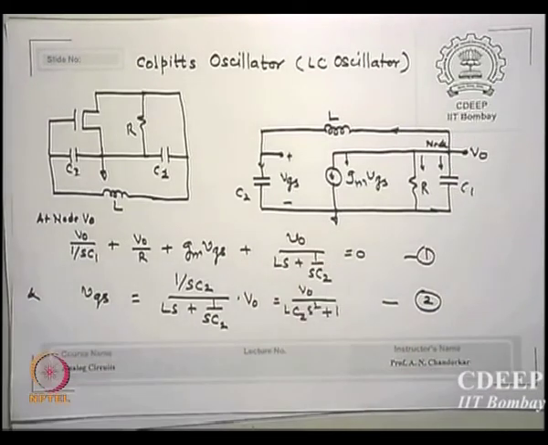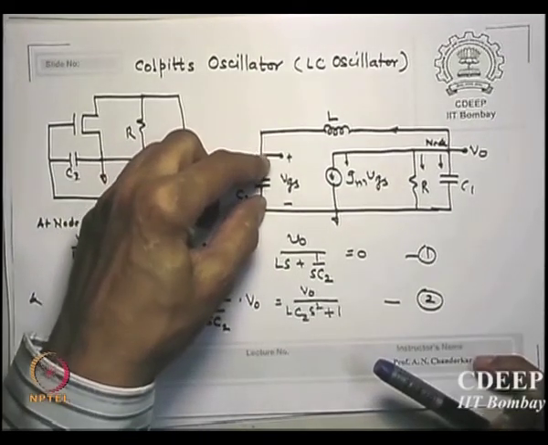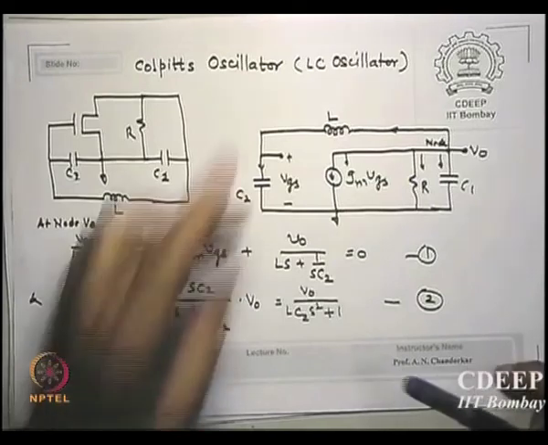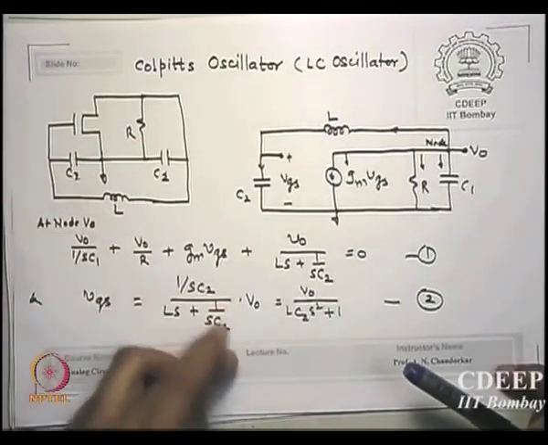If you say this, then it is V0 upon Ls plus 1 upon SC2 is the fourth current. All currents should sum up to 0 by Kirchhoff's law. So this is equation 1. If I want to calculate VGS, how much will it be? This upon Ls plus 1 upon Lc.